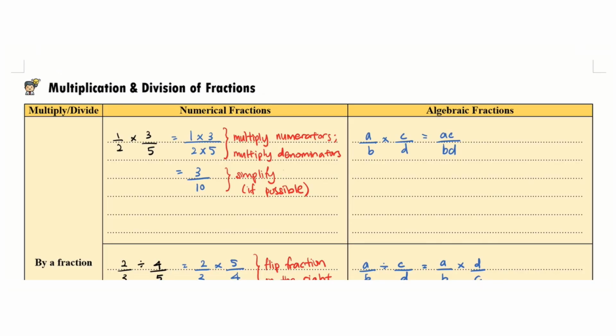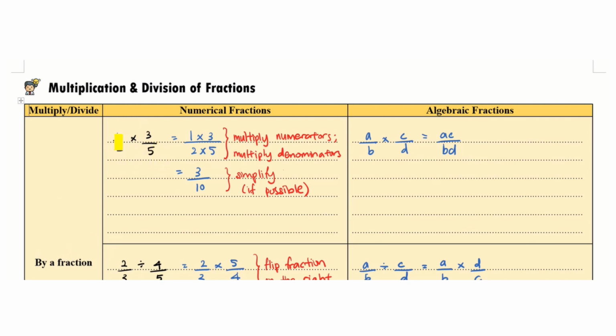So we will first try to recall the numerical fraction behaviors, because those are things that we are familiar with. The very first example that we will look at is when we want to multiply or divide by a fraction itself. In this particular question, we have half times 3 over 5.